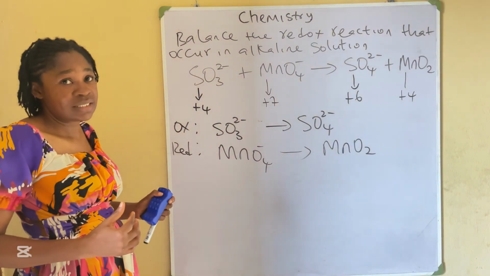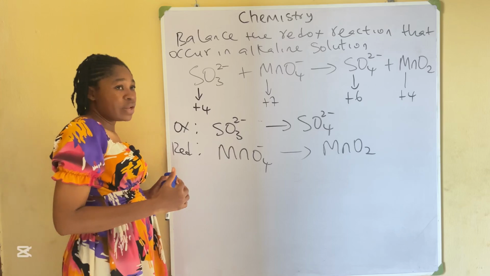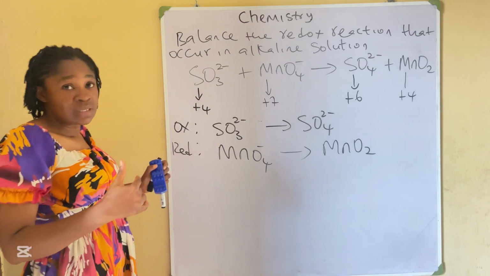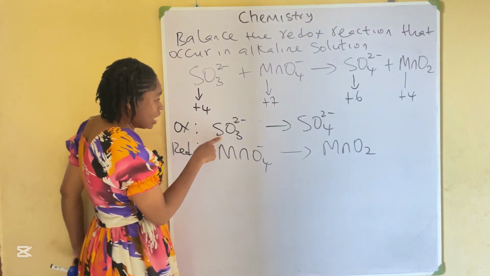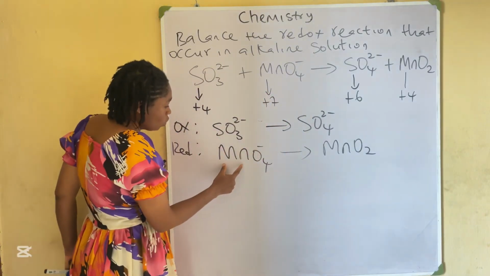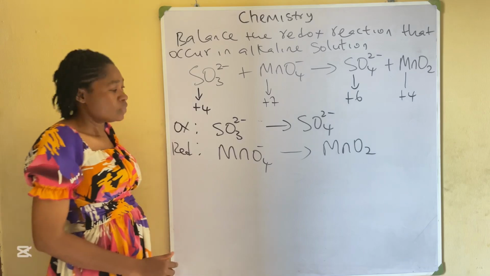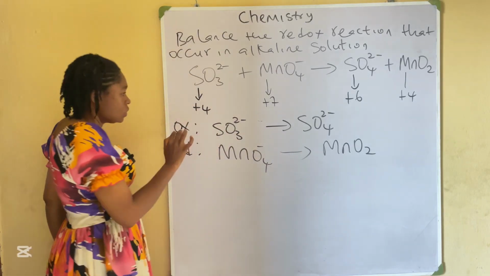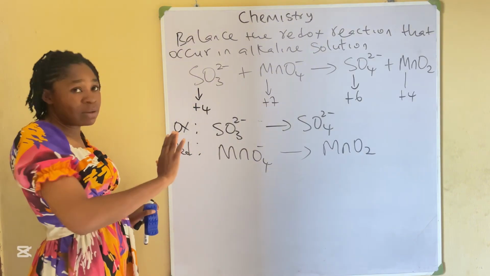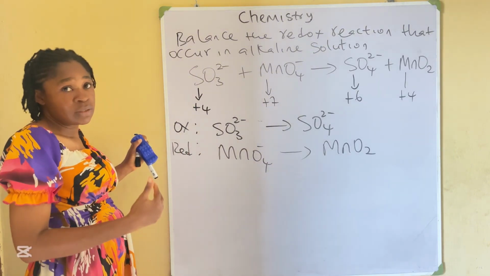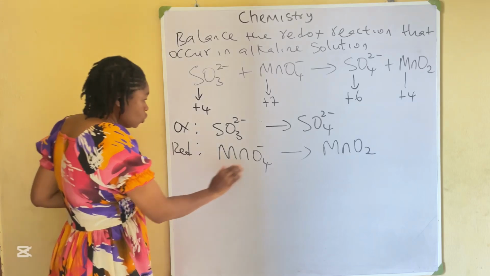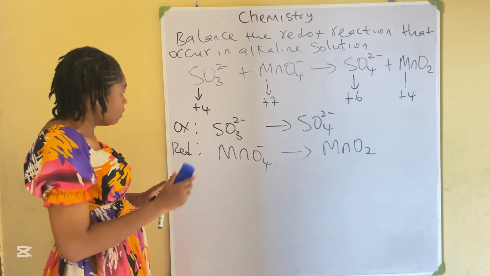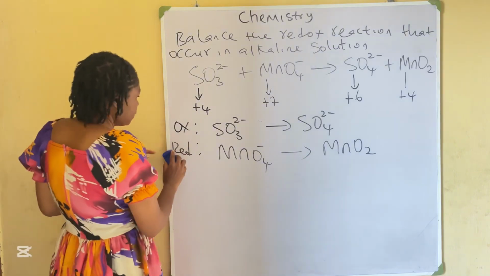So the next thing I'm going to do is to balance the non-oxygen and non-hydrogen atoms. Sulfur here is 1, and sulfur is also 1 on the other side. Manganese is 1 here and 1 there, so it's balanced. Then I will take up the oxidation half equation and finish everything about it: balance the oxygen atoms, balance the charges, do the same for the reduction one, and finally add them up together. Let me clean the board to have a bigger space.